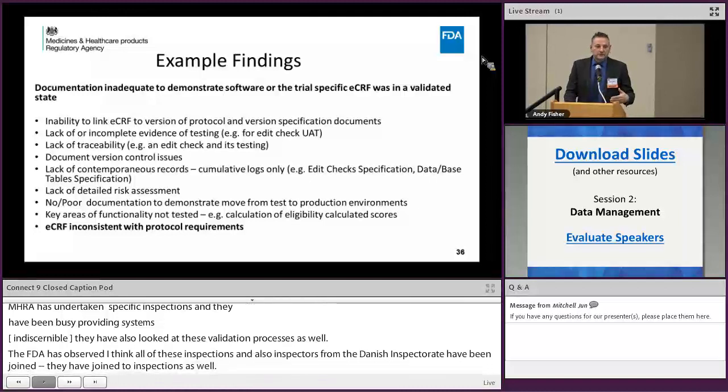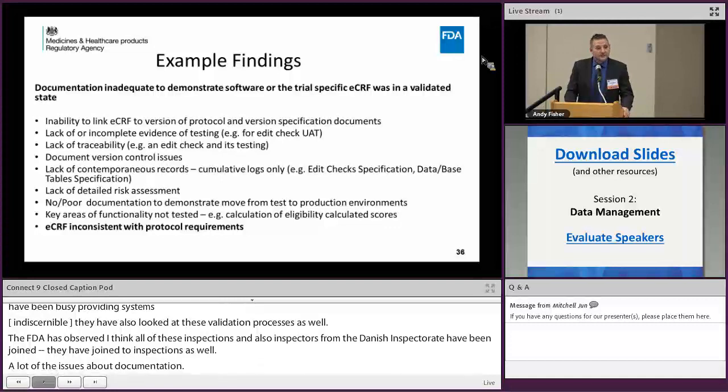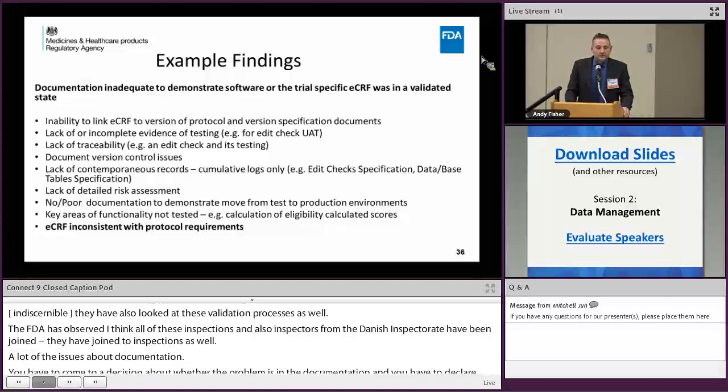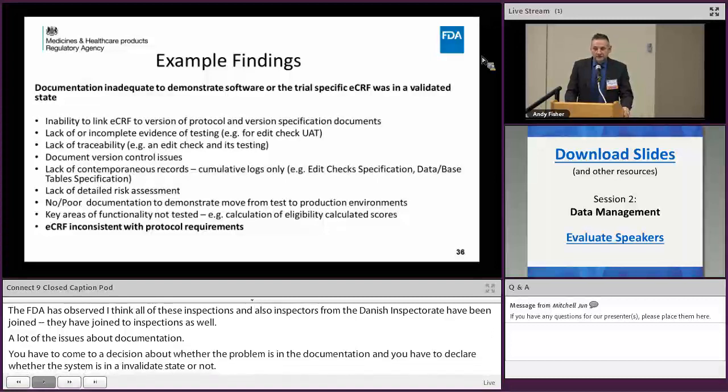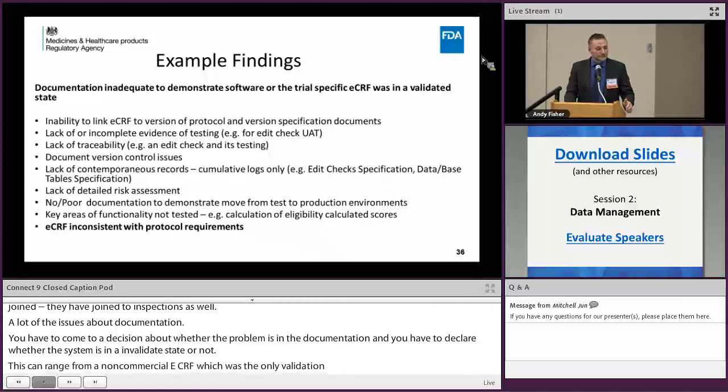A lot of the issues are about documentation, and then you have to come to a decision about whether the problems in the documentation are so bad that you have to declare whether the system's actually in the validated state or not. So this can range from a non-commercial eCRF, where the only validation documents were a folder of emails between the developer and the chief investigator, saying we've released a new version, have a look at it, what do you think, and then an email coming back with a few problems.